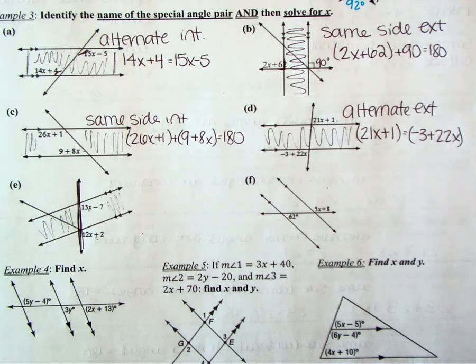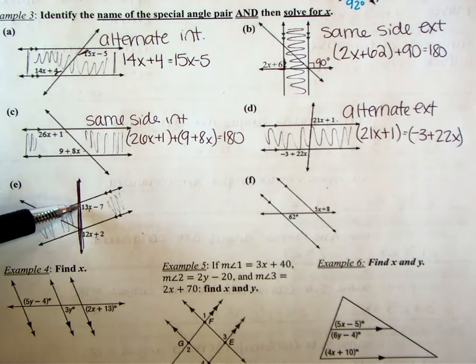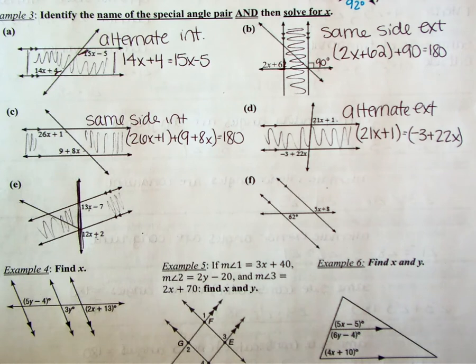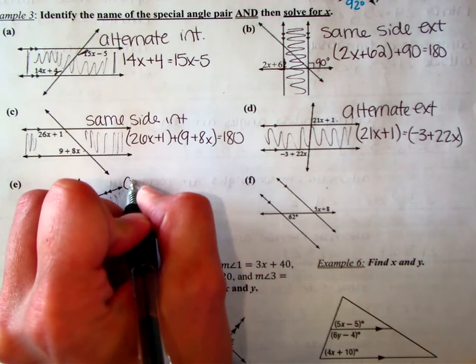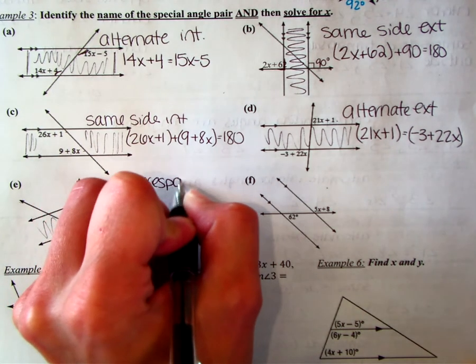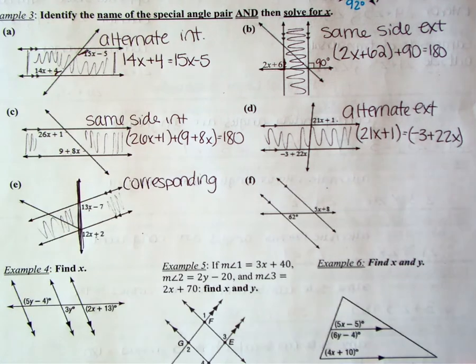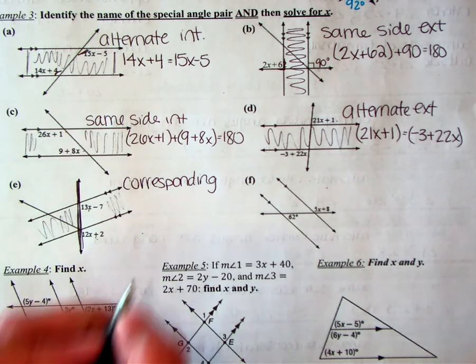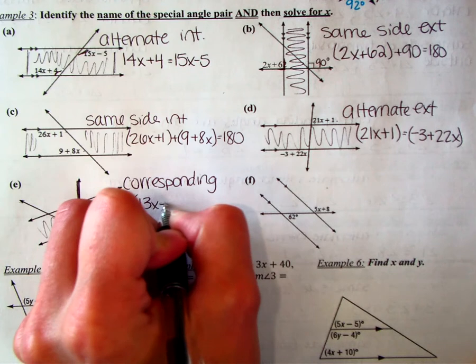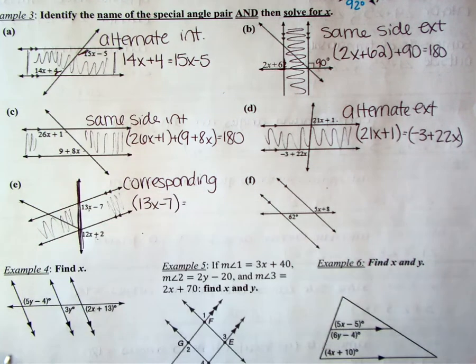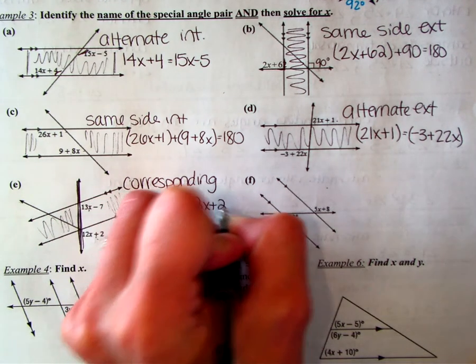Well, corresponding does actually make sense because they are both on the right of the transversal and they're both below the parallel lines. So they're in the same spot. Since they are corresponding angles, I know that they are equal, and so I'll set 13x minus 7 equal to 12x plus 2.